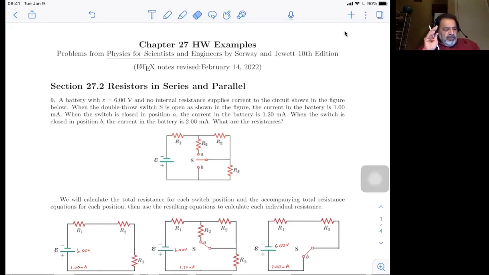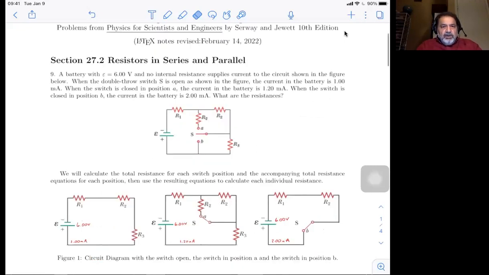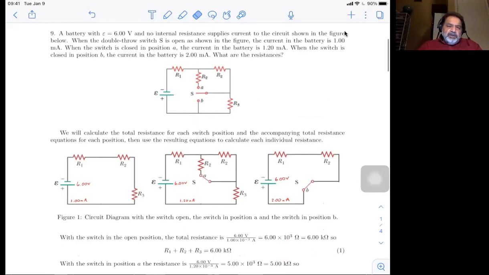So let's start off with reading the problem statement. A battery with an EMF of 6 volts and no internal resistance supplies current to the circuit shown in the figure below. When the double throw switch is open as shown in the figure, the current in the battery is 1 milliamp. When the switch is closed in position A, the current in the battery is 1.2 milliamps. When the switch is closed in position B, the current in the battery is 2 milliamps. What are the resistances?